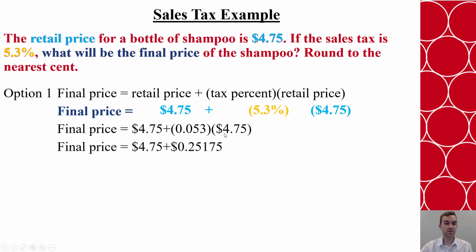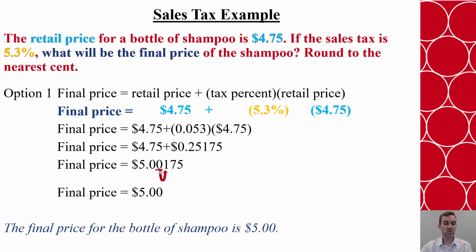So now we can multiply and then add together, and whenever we're dealing with money, we round to the nearest penny, which is 2 decimal places. So in this case, that's going to be the second zero to the right. That tells us to keep it as a 0. So it would cost $5 for the final price of the shampoo. In other words, we're going to be paying 25 cents in tax on this bottle of shampoo.